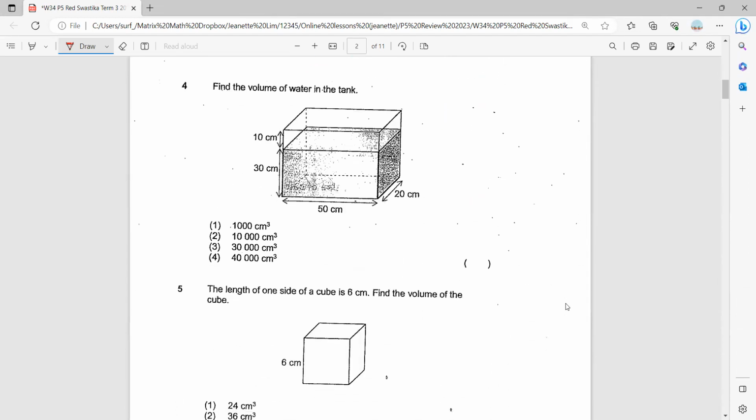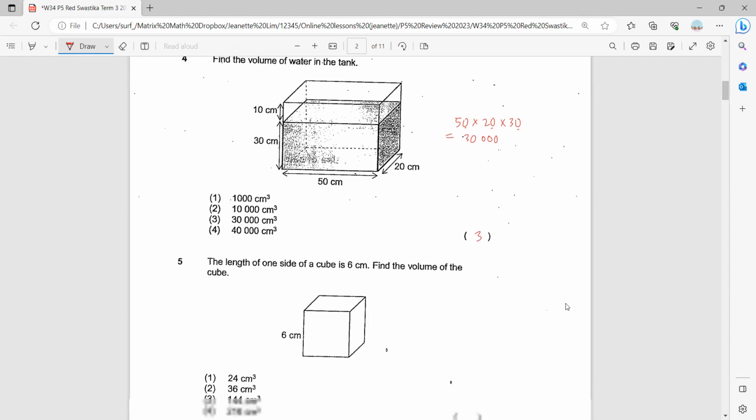Find the volume of water in the tank. Okay, so volume of water, length times breadth times height. So 50 times 20 times 30. 30 because we want the water, not the tank. Okay, what you can do is there are 3 zeros, right? You can put 3 zeros at the back. Then you do 5 times 2, which is 10. 10 times 3, which is 30. So 30,000.